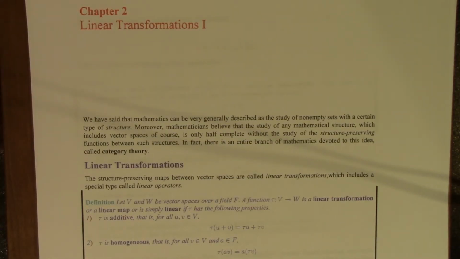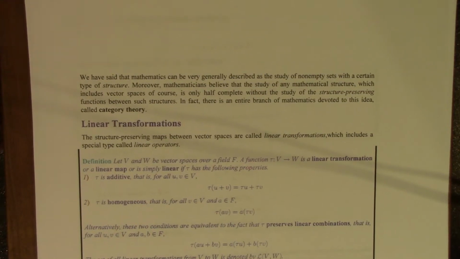We have looked fairly carefully at vector spaces and linear combinations, subspaces, and the four important concepts of spanning set, linearly independent set, basis, and dimension. And also direct sums, by the way. And now it's time to look at functions between vector spaces.